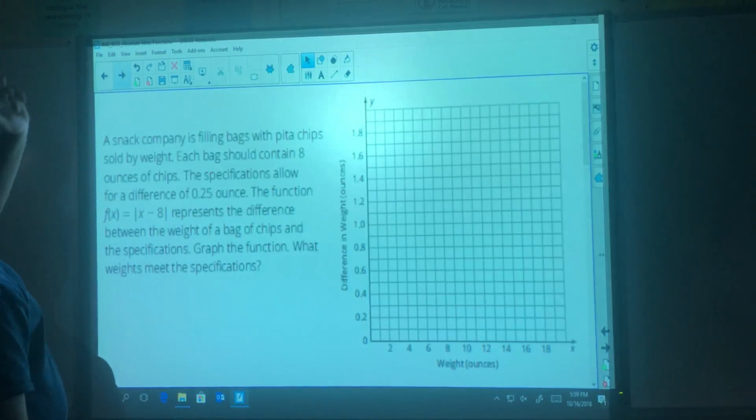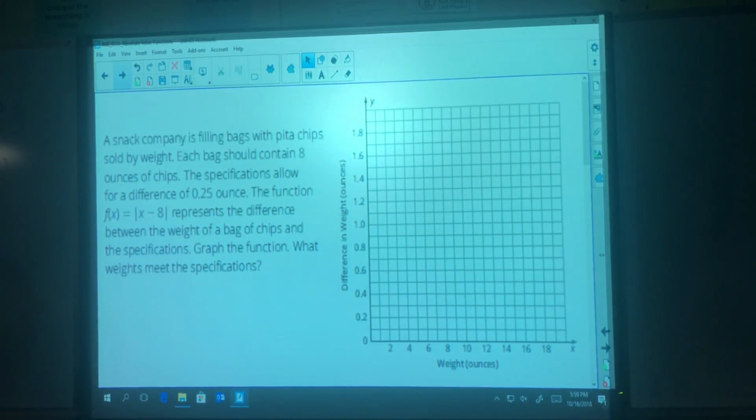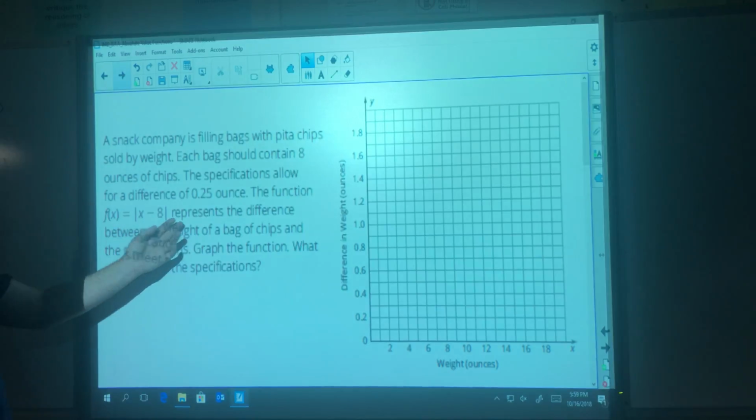All right. One more. Let's do analyze a problem here. So we have a snack company filling bags with pita chips sold by weight. Each bag should contain 8 ounces of chips. The specifications allow for a difference of 0.25 ounces. The function f of x equals the absolute value of x minus 8 represents the difference between the weight of a bag of chips and the specifications. Okay? Graph the function. What weights meet the specifications?